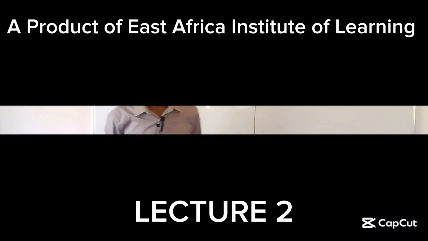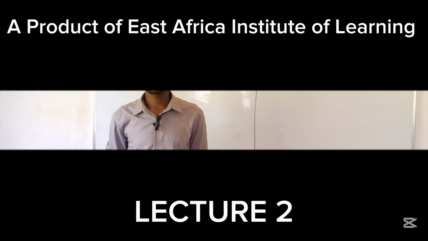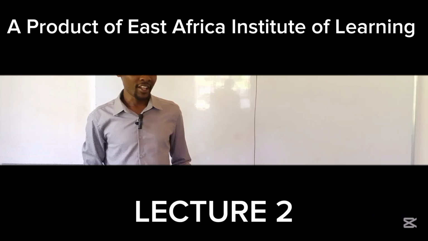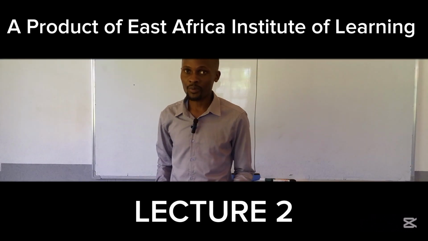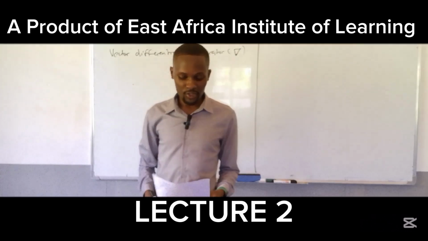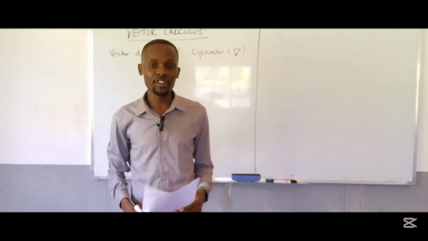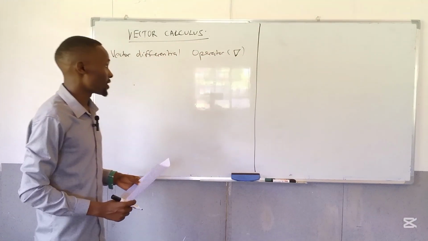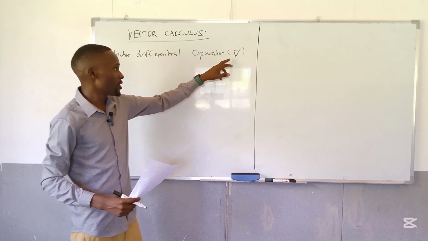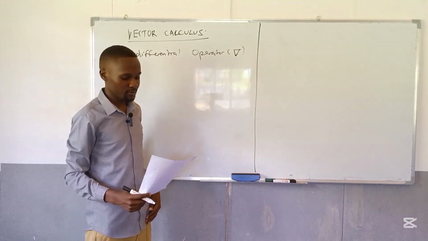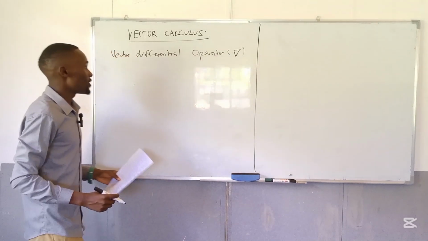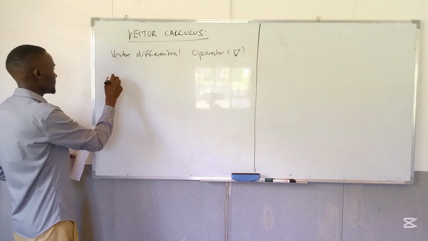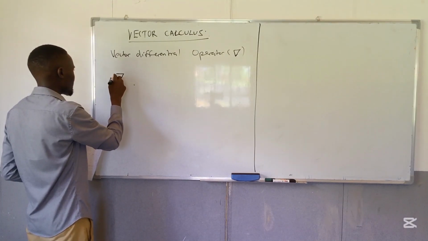In the last video, we talked about what a vector quantity is, what a scalar quantity is, and how to get the dot product and the cross product. So, in this video, we're going to talk about the vector differential operator, which we will normally denote as del. This symbol means del.